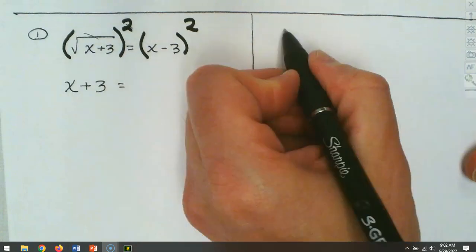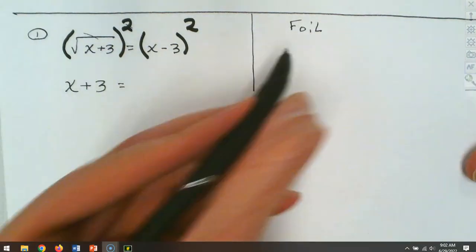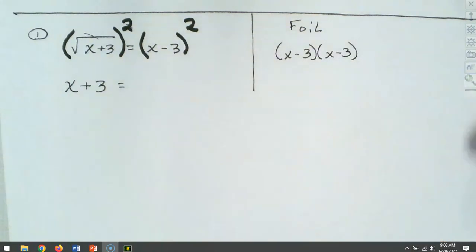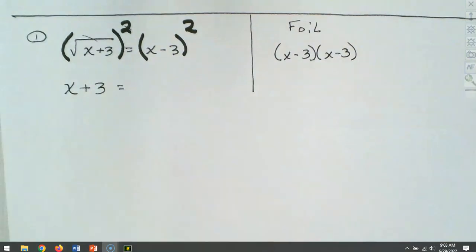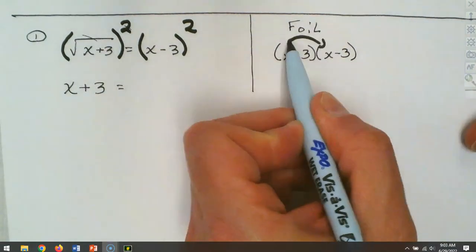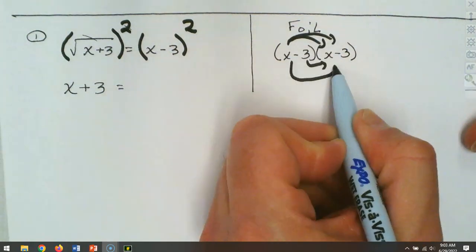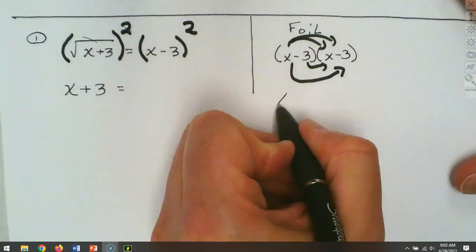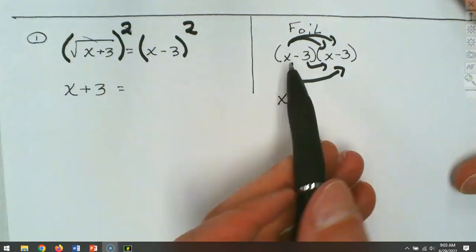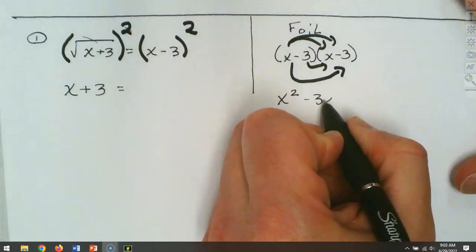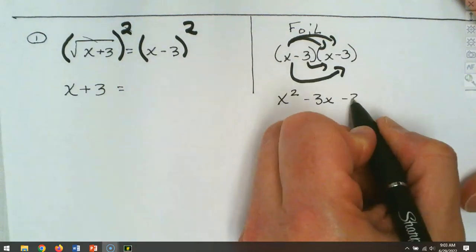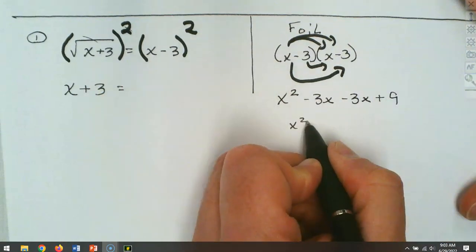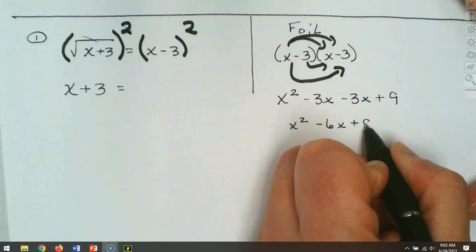However, the right-hand side, we have to FOIL. Because it is x minus 3 and x minus 3. So we're going to have to FOIL this out. So let's get our pieces and then put it back together. So we've got x times x. Well, that's an x squared. X times a negative 3, that's a minus 3x. Inside and inside is a minus 3x as well. Last and last is a positive 9. So then that is x squared minus 6x plus 9.